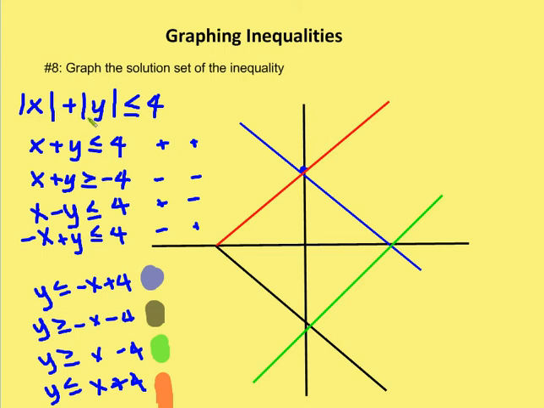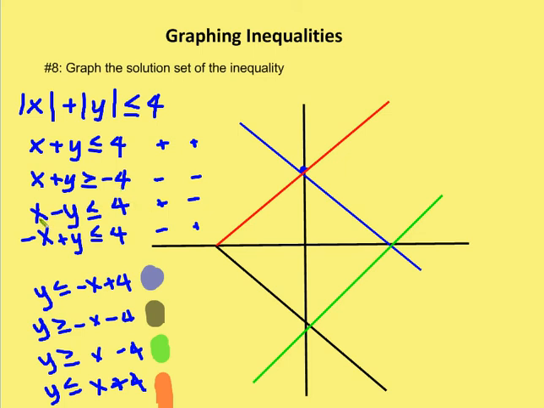Well, let's think about this conceptually. If x and y are both positive, then it doesn't matter. We just take off the absolute value signs. We have x plus y is less than or equal to 4. If they're both negative, then we know that negative x plus negative y must be greater than or equal to negative 4.